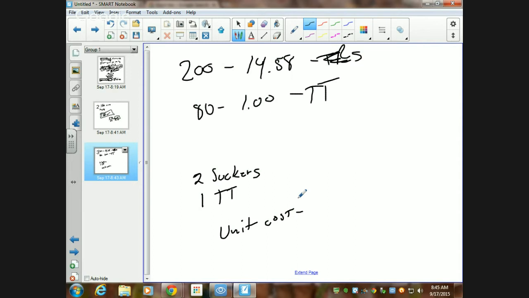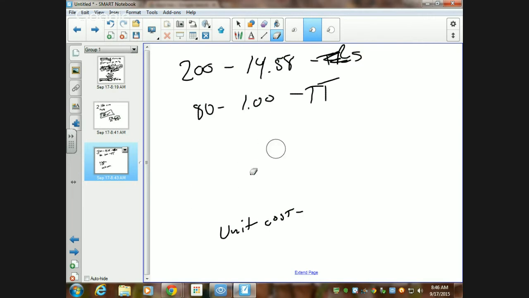All right, here we go. Angelica, walk us through it. How do we figure out... First off, you need to figure out what our product is. What is our product right now, Angelica? 2 suckers and 1 what? Twist tie, right? So step 1 is we need to figure out how much 1 sucker costs, right? So let's go ahead and figure that out first. How do we figure out how much 1 sucker costs?